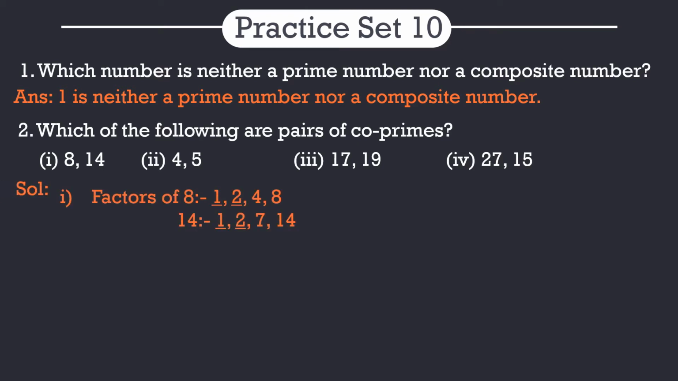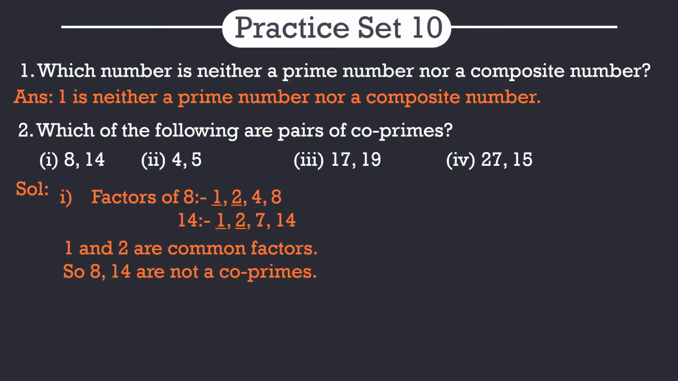First, factors of 8 and 14. 8 factors are 1, 2, 4, 8. And 14 factors are 1, 2, 7, 14. Now, which is a common factor between both of them? 1 and 2. So, 8 and 14 are not co-primes.